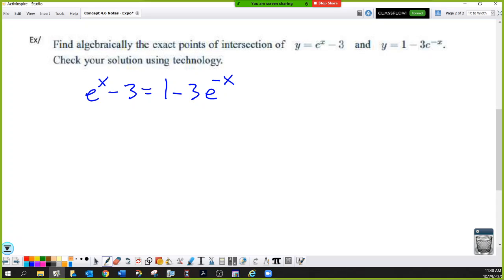You can rewrite the 3e to the negative power of x as 3 over e to the x power. Let me write what he just said.